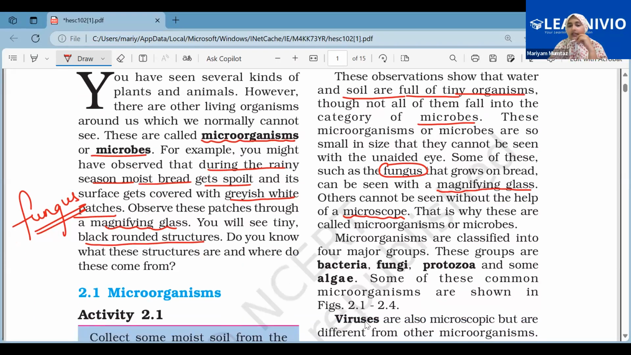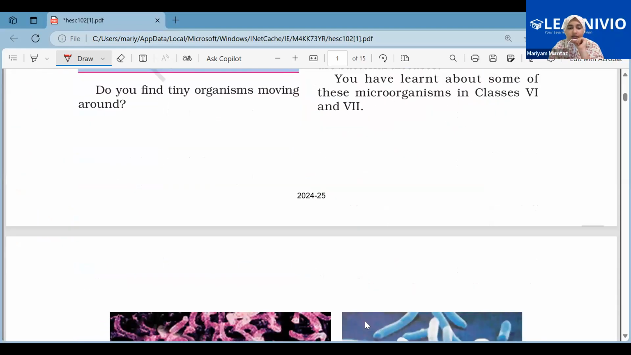No, ma'am. Okay. Now, remember those questions that I asked, one question was what are the organisms that would come under microorganisms? Remember those groups? So these are the groups that come under the microorganism class: bacteria, the first one. The major member is bacteria. Then there is fungi, then there is protozoa, and lastly there is algae. Some of these common microorganisms are shown in the picture.